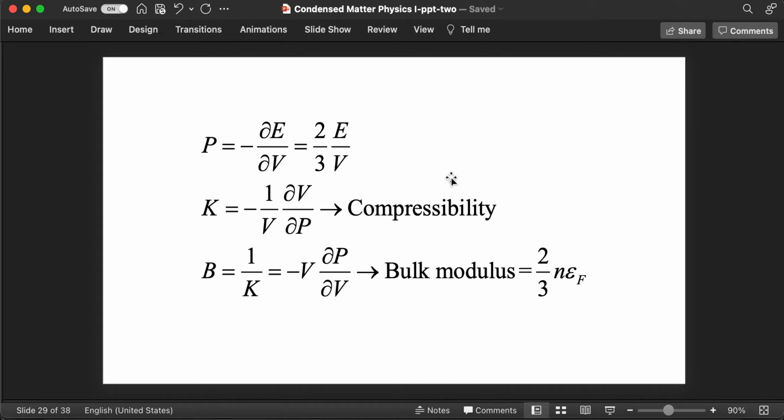And also the compressibility can be defined. The compressibility is defined as the rate at which the volume changes with pressure per unit volume, with a negative sign to show that it's actually getting compressed. And the inverse of the compressibility is called the bulk modulus. And please show that the bulk modulus for the free electron gas is given by this.